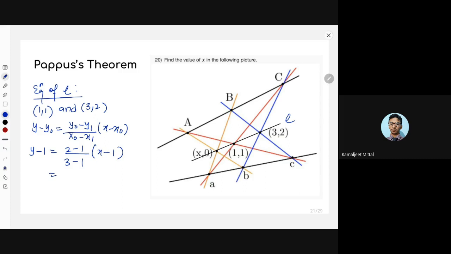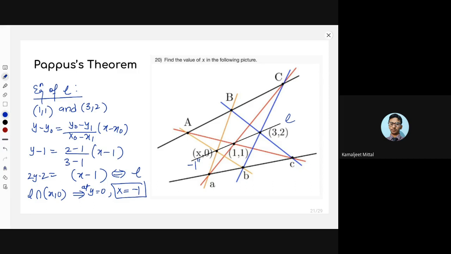This will be 1 by 2. So x minus 1, 2y minus 2, it will be 2y. Okay, so this will be the equation of L. And now you need to put y equal to 0, because L intersects at x comma 0. So at y equal to 0, what will be the x? Correct. So the value of x is minus 1.